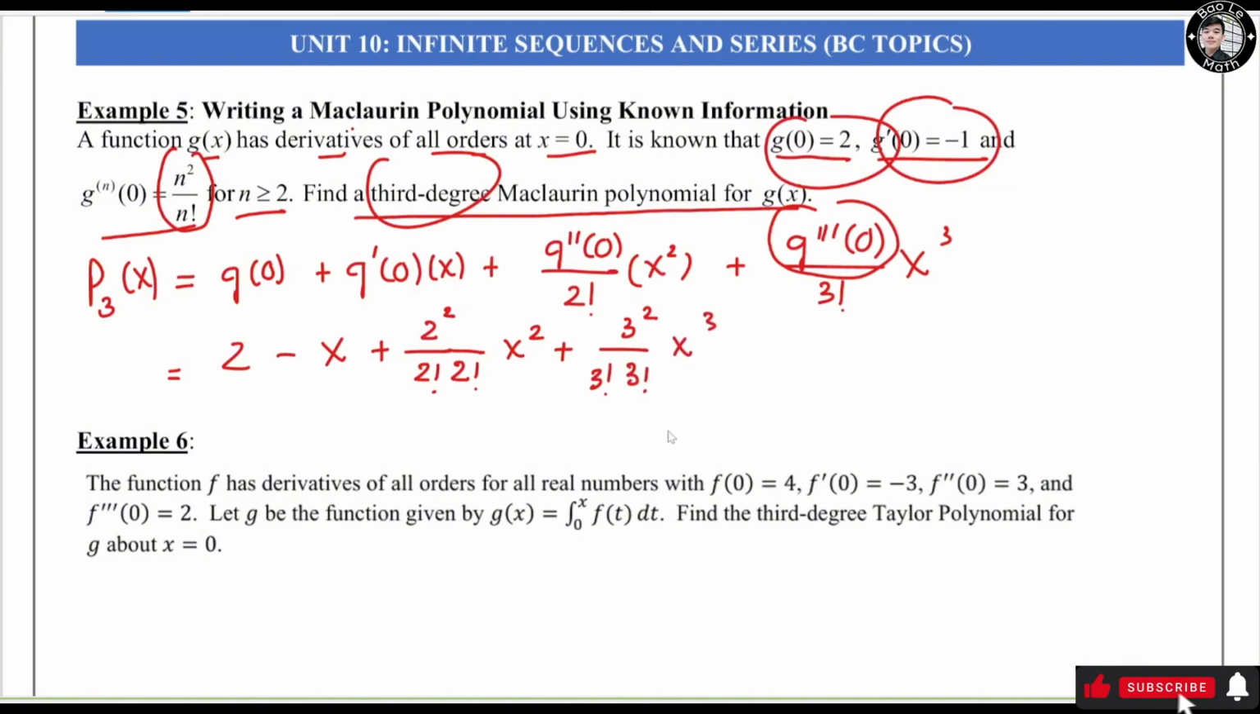s cubed, right? So we're going to simplify this one, so it's going to be 2 minus s plus, 2 factorial is going to be 2, this is going to be 2, and then cancel out this one, so it could be s squared. 3 factorial is going to be 6, 3 factorial is going to be 6, this is going to be 9, right? So 9 over 36 is going to be 1 over 4 s cubed.